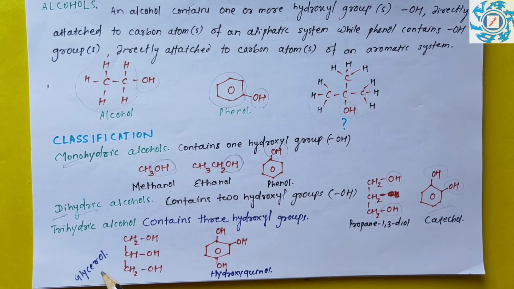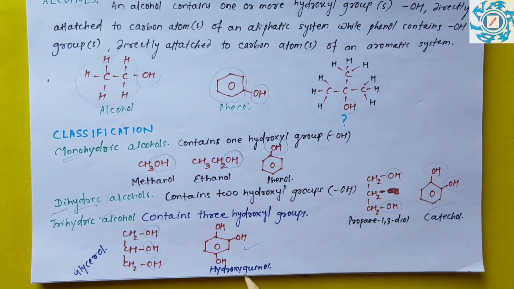So you see here, you can say the name propane 1,2,3-triol. Otherwise it is known as glycerol. This is the most popular name of this compound. It is glycerol. Here you can see 1, 2, 3. 3 OH groups are present here. So it is trihydric alcohol. Similarly 1,2,4-trihydroxybenzene, or you can say it is hydroxyquinol. This is also an example of what? Trihydric alcohol.